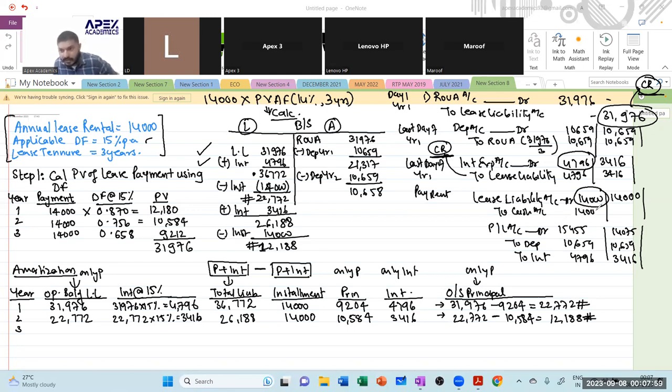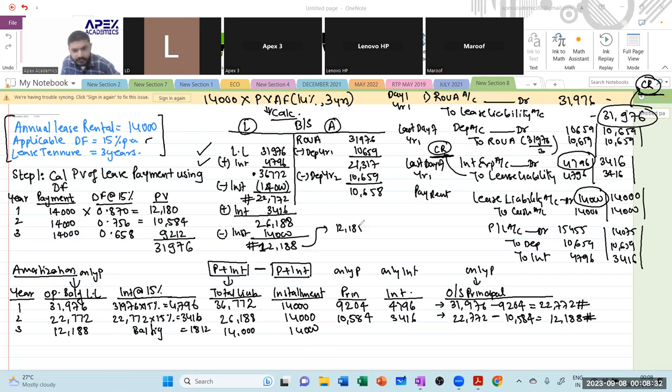Both the years I have made the payment. Nothing is incomplete in accounts. Now my last year. Tell me, what is the opening balance of lease liability? 12,180. Will you calculate or will you take only the balancing figure? Balancing figure. What is the total liability amount? 14,000. Very good. What is the installment amount? 14,000. 14,000 minus 12,188, how much will you get? 1,812. Very good.